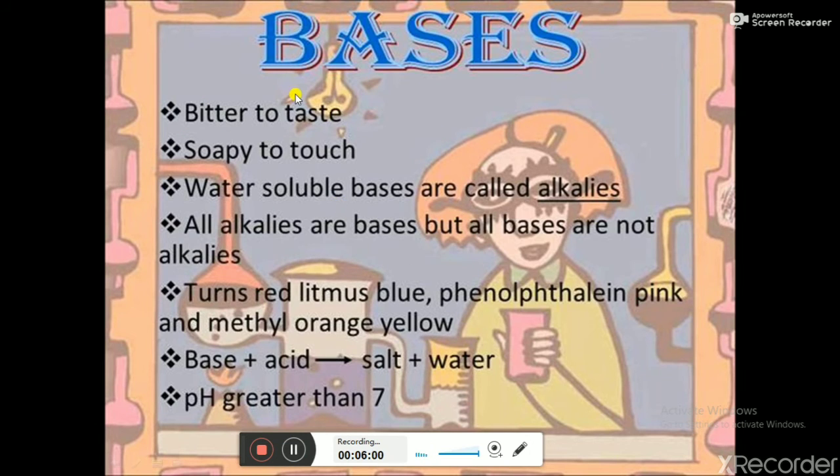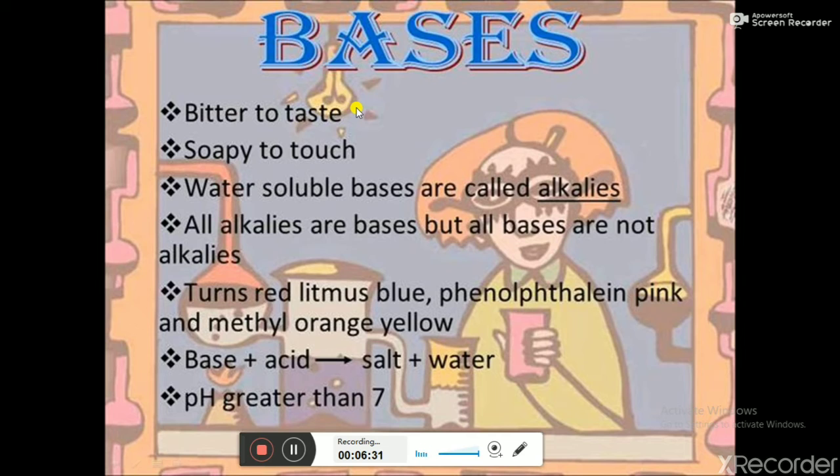Now let's come to our next topic, that is bases. Bases are those substances which give off hydroxide ions when dissolved in water. As we studied in case of acid, acid produces H plus ions or hydronium ions, and bases are those substances which produce hydroxide ions, that means OH minus ions, when dissolved in water. Now, bases are usually bitter in taste.